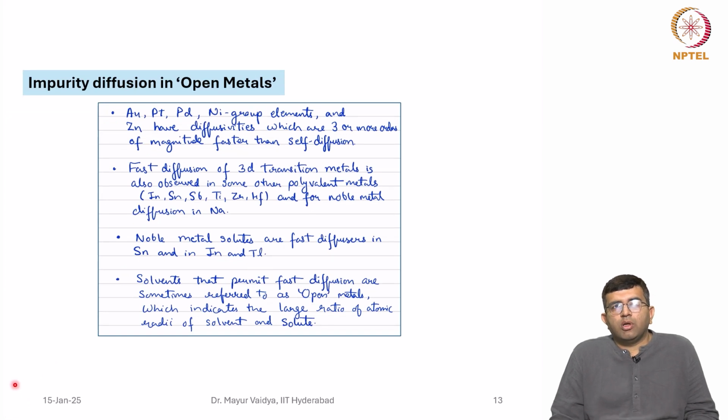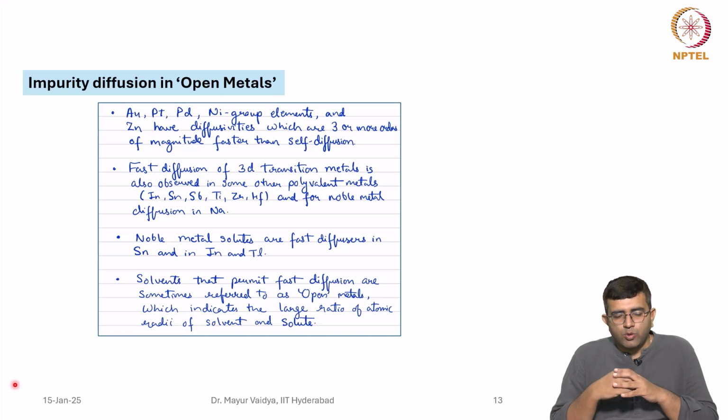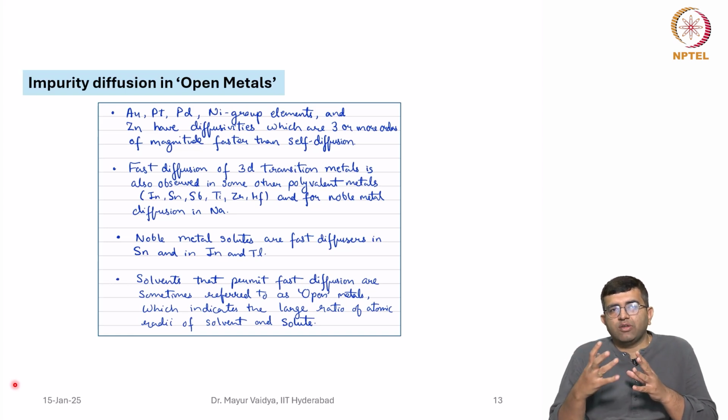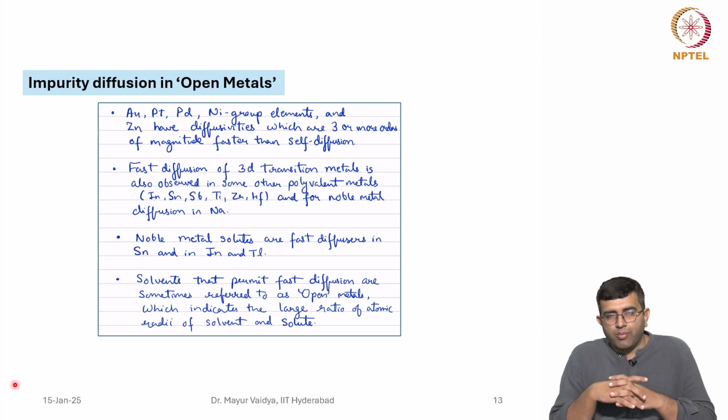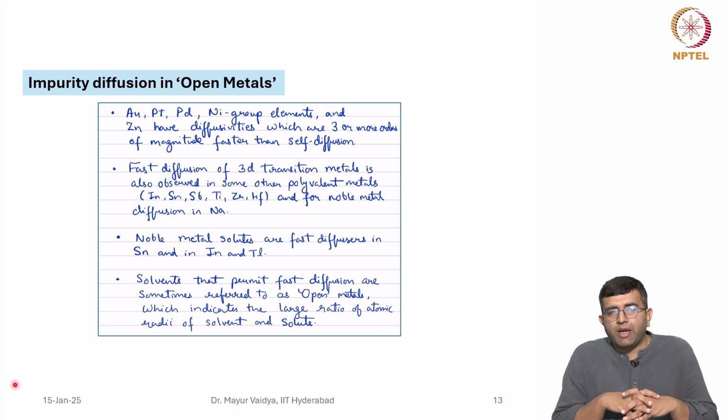Then there is something called open metals. Open metals is just a notional term used for solvents that permit fast diffusion into them, and these indicate a large ratio of the atomic radii of the solvent and the solute. The classic example is gold, platinum, palladium and nickel group elements. They have very high diffusivities in lead, which are 3 or more orders of magnitude faster than the self diffusion.